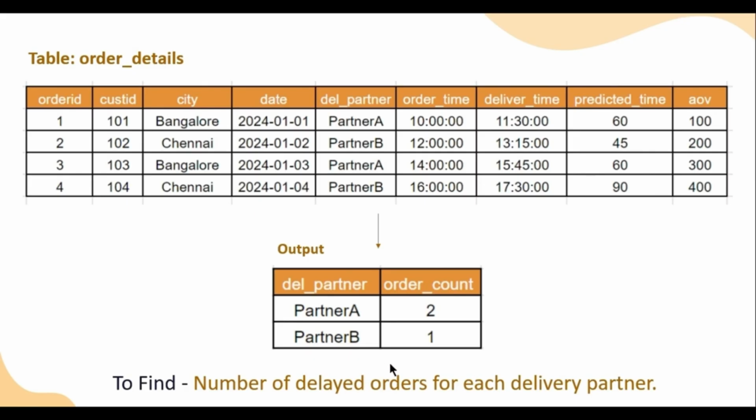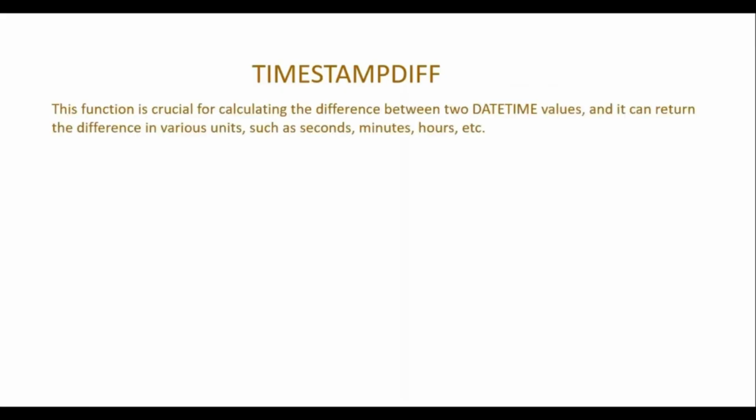So how will we calculate the actual delivery time for the respective partner? To do that, SQL provides a function, and that function is the TIMESTAMPDIFF function. This function is crucial for calculating the difference between two datetime values, and it can return the difference in various units such as seconds, minutes, hours, etc.